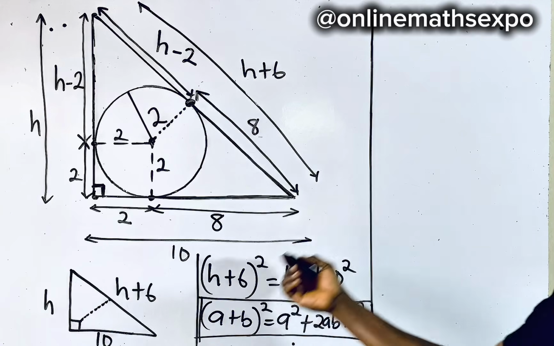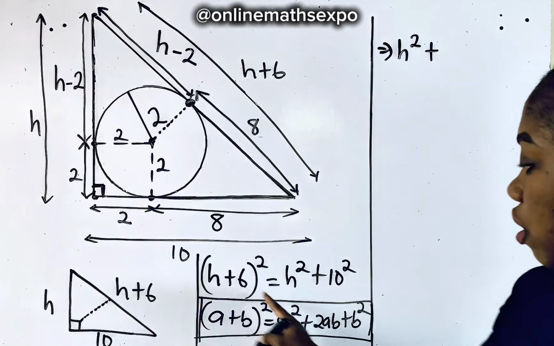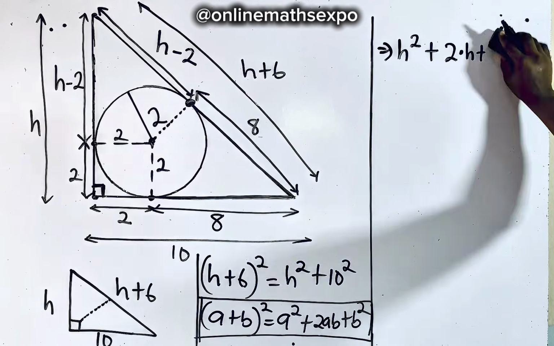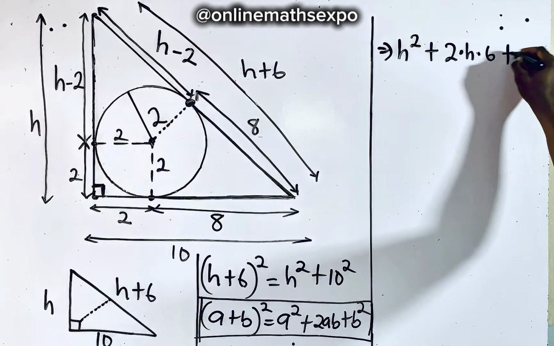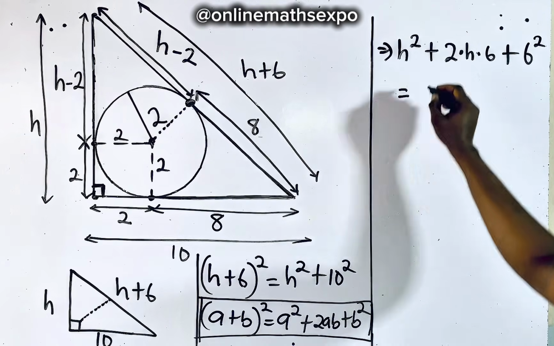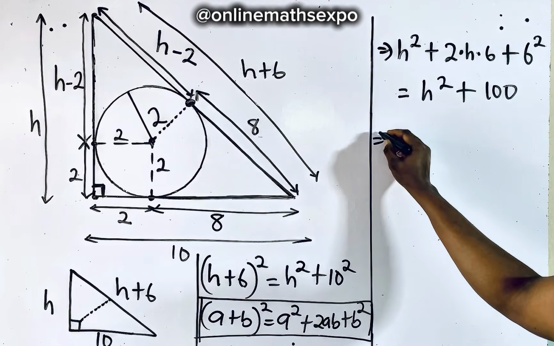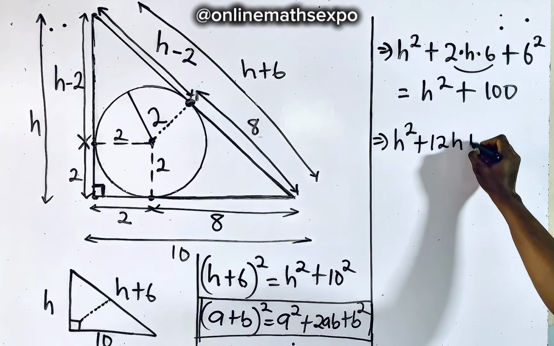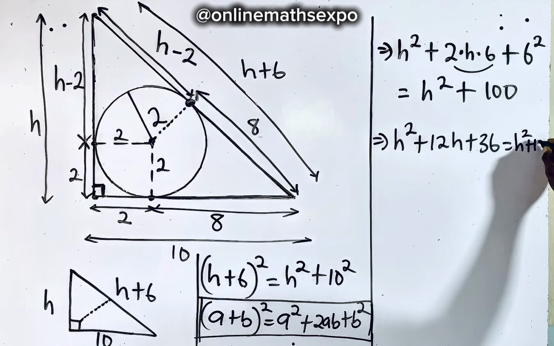Applying this identity, this is going to give us h squared plus, use 2 to multiply this as we have it here. So you have 2 multiply h multiply 6, then plus b squared. This is our b, which is 6 squared, and is equal to h squared plus 10 squared will give us 100. We keep solving to now have h squared, multiply this, it gives us 12h, 6 squared will give us 36, is equal to h squared plus 100.